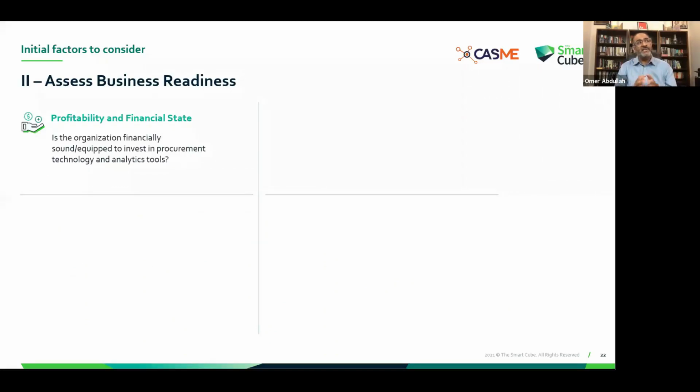I want to be clear. This does not mean a massive investment in an end-to-end system. We're going to talk a little bit about that when we get to the critical success factors, but it does require some investment in tools, and it requires investment in people. That's the most important thing. That's number one. The second bucket is senior level support.